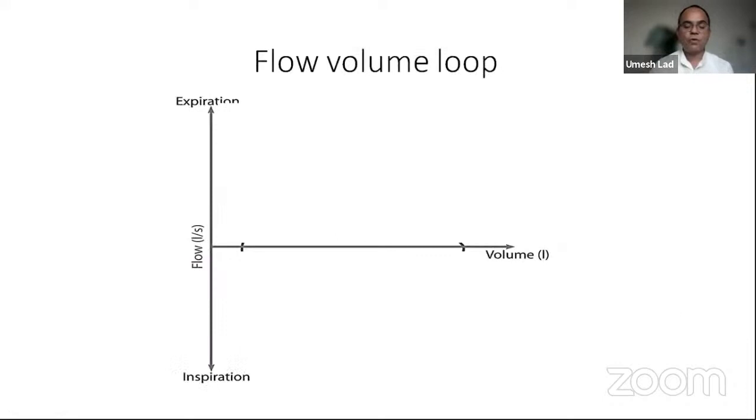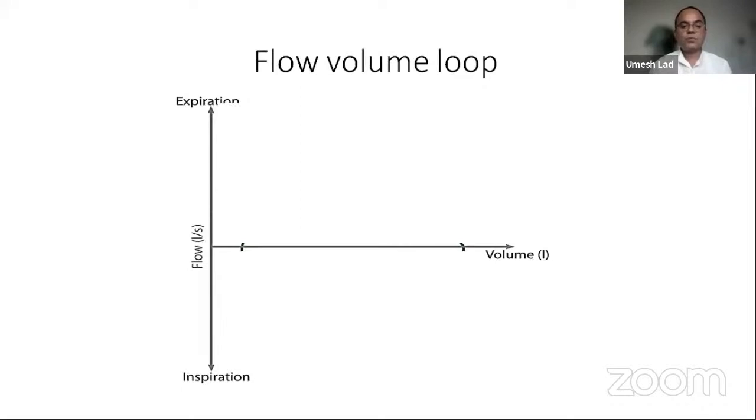Now the flow volume loop. This is the second graphical representation which you'll get when you do spirometry and when you look at the report of a spirometry. What is this loop? This is a very standard loop, and this is a diagnostic tool. Just by looking at it, you can understand this is normal, or this is obstructive, or this is restrictive lung disorder.